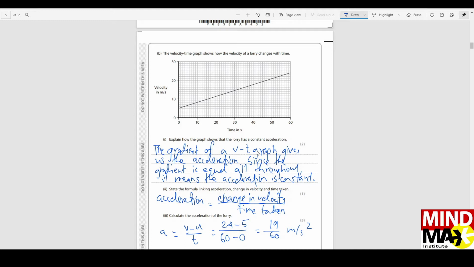Then part B: explain how the graph shows that the lorry has a constant acceleration. So basically we get the acceleration from the gradient of the velocity time graph. As we can see, the gradient is the same at all points. So if the gradient remains the same, that means the acceleration also remains the same.